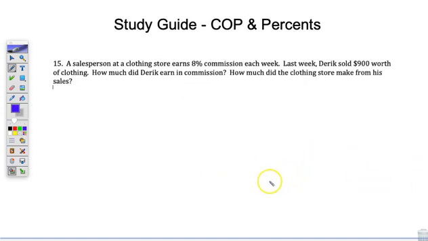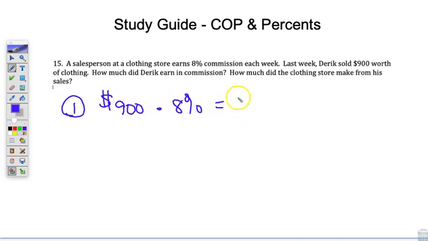In question 15, a salesperson at a clothing store earns 8% commission each week. Last week, Derek sold $900 worth of clothing. How much did Derek earn in commission? And then the second part says, how much did the clothing store make from his sales? So for the first part, let's go ahead and take Derek's weekly sales of $900 times his commission rate of 8%. Multiplying on your calculator, you should get $72. So Derek earned $72 from making all of the sales.